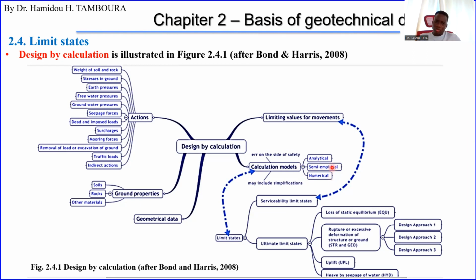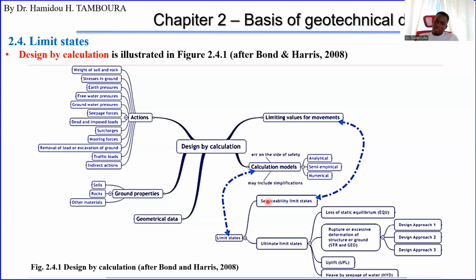But no matter the method you are using in your calculation model, you have to respect all these: action, ground property, geometrical data, and limitation. Well, and you do your calculation. After making the calculation, don't forget to err on the side of safety, and you have to include some simplification also maybe. Then after doing your calculation, you have to check the limit state, both service limit state and ultimate limit state.